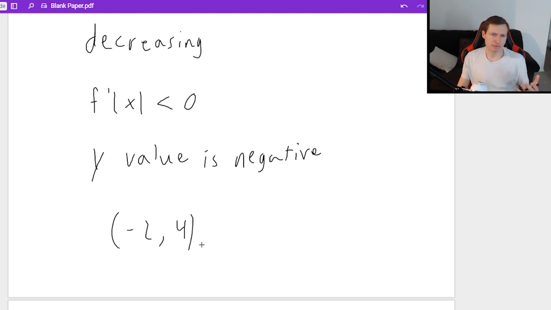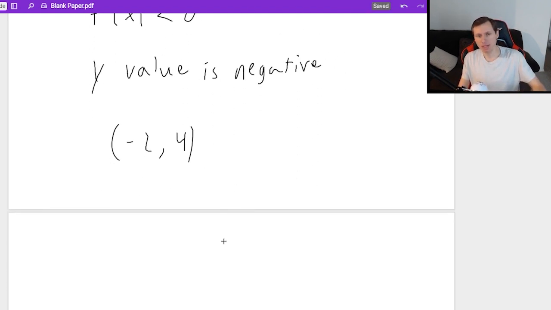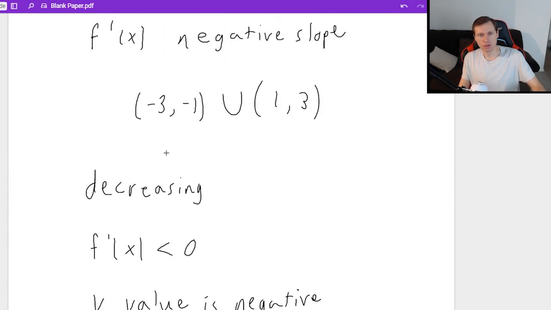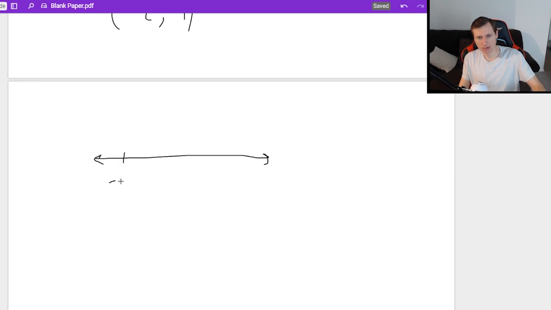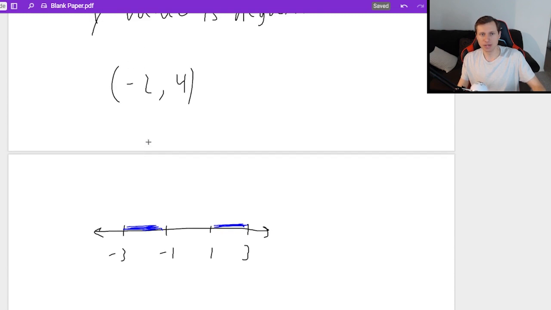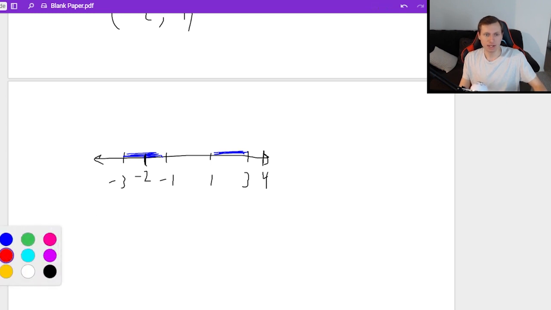And now I just need to find where these regions overlap. In my opinion, the best way to do that is to make a number line. So first with concave down, negative 3, negative 1, 1, and 3. I have these regions right here where I am satisfying that criteria. And then the other region is from negative 2 to positive 4. That's about here to positive 4 is over here. And that's going to be this region right here.